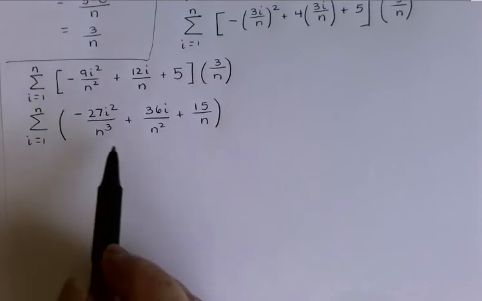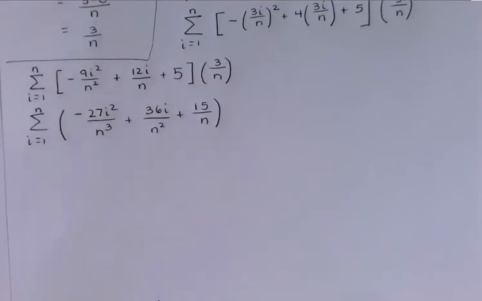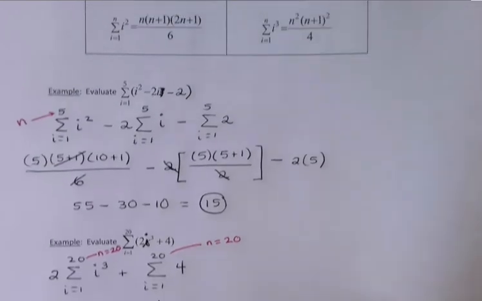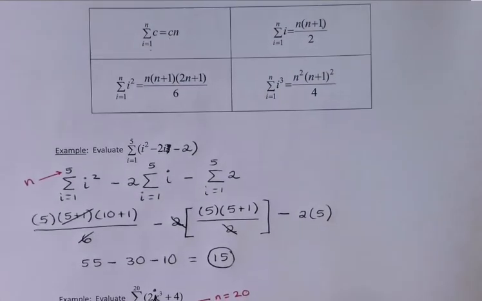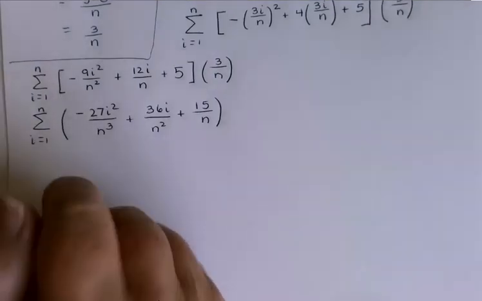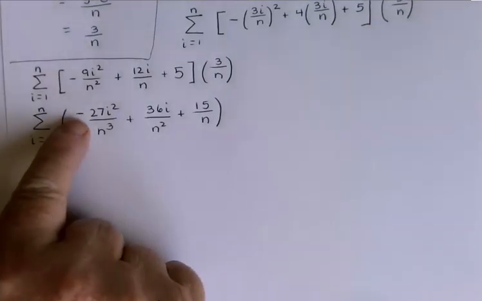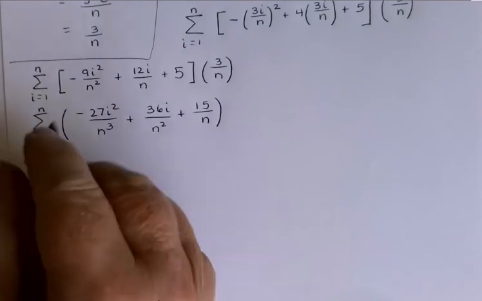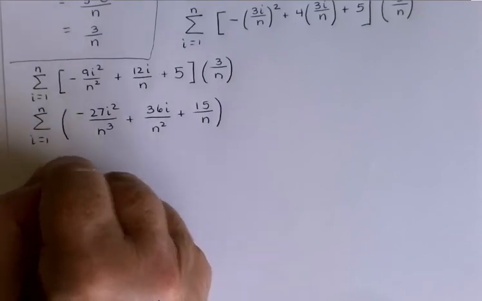At this stage, I'm going to try and evaluate this sum, and I'm going to do it with the help of my little chart here. I'll definitely be using those. So let's get ready for that. My first term, I would have negative 27 over n cubed. I'm going to pull that out front.